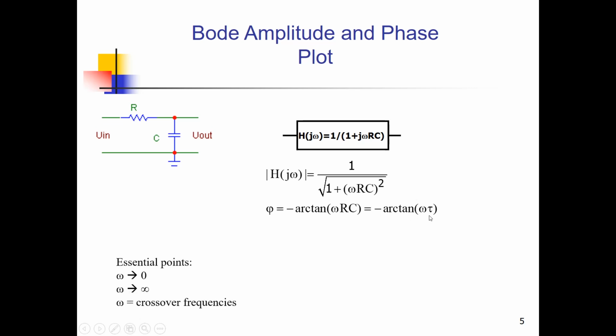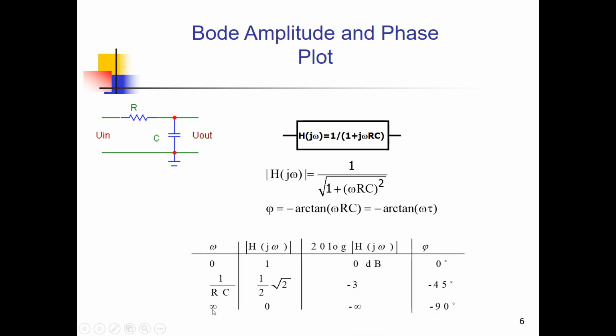We're going to look at three essential points for drawing the Bode amplitude plot and the Bode phase plot. We're looking at frequencies, radial frequencies, which will be very small, so ending up at 0. We are going to look at frequencies which will be very high, so ending in infinity, and we are looking at so-called crossover frequencies. Well, how do we do it? Let's use this table with this information, and we start with these three situations for omega.